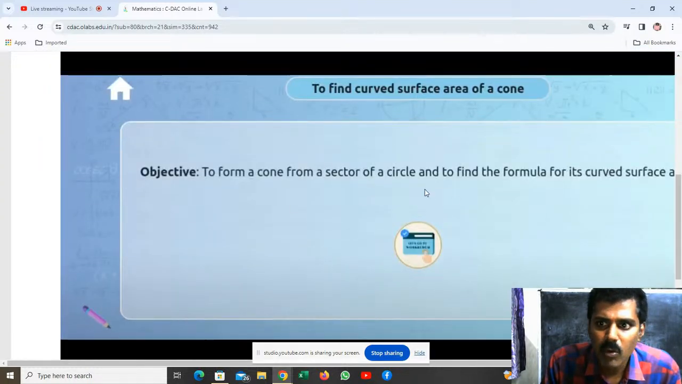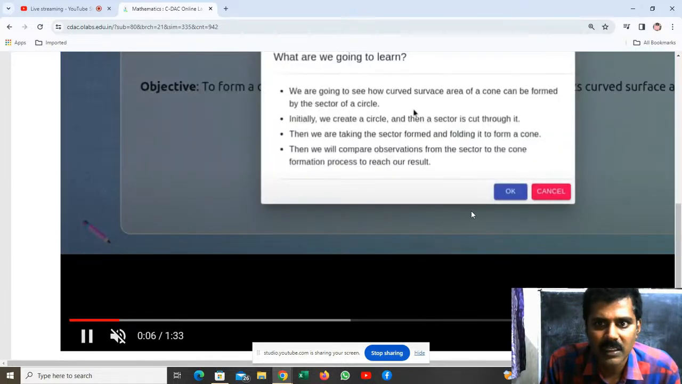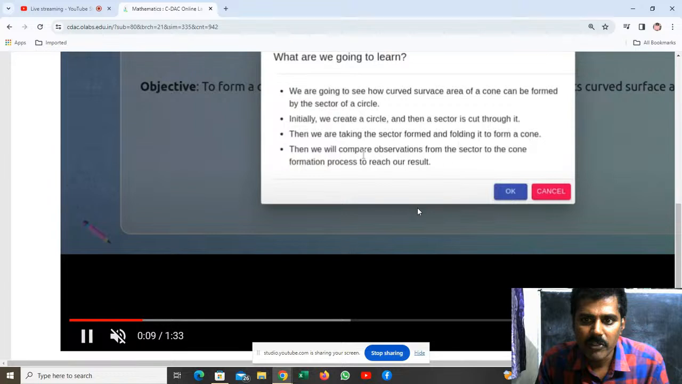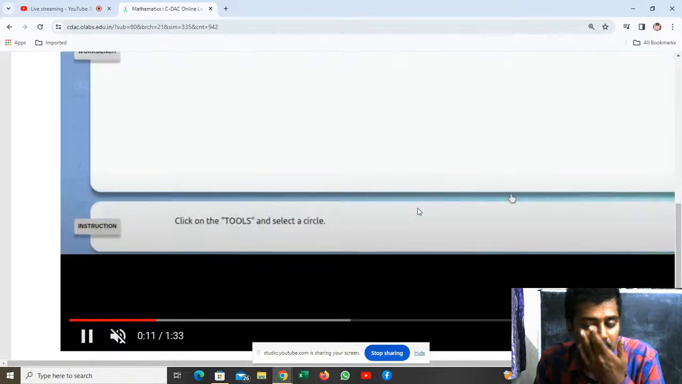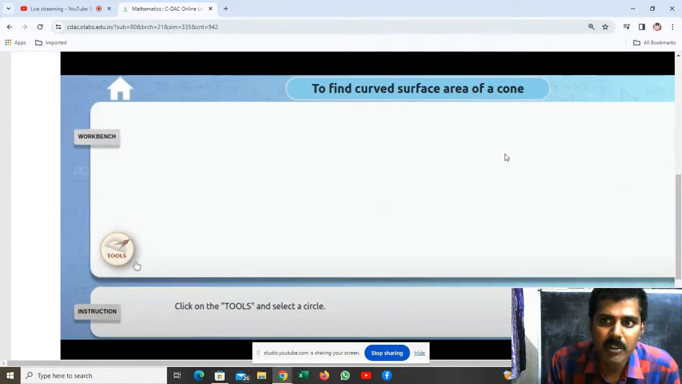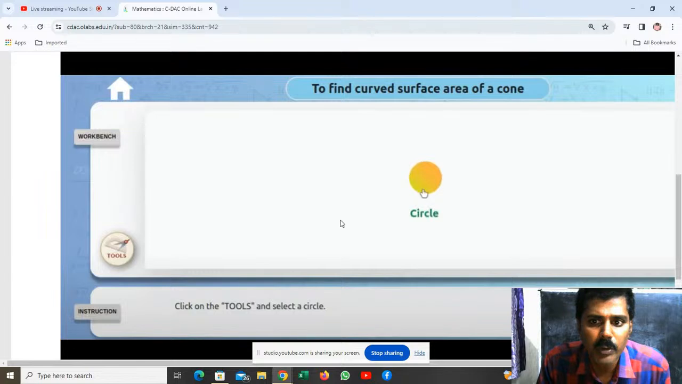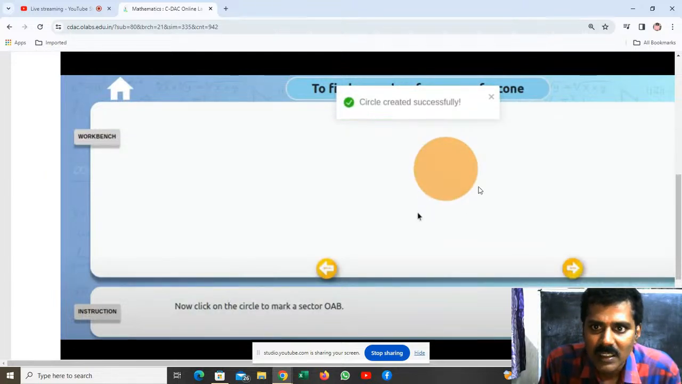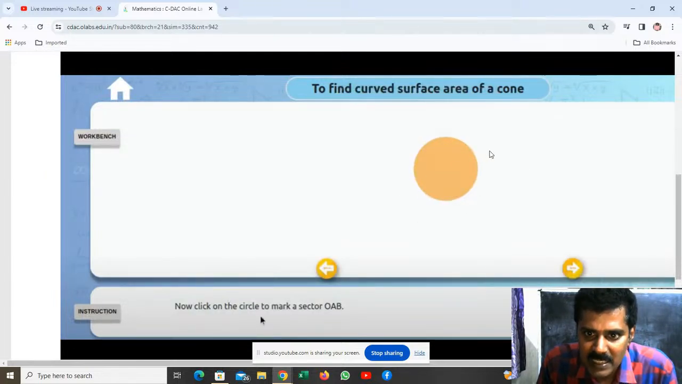To form a cone from a sector and find the formula of its surface area, first we have to check that a cone can be formed from a sector of a circle. Then how can we do it? We will take the tool and create a circle.